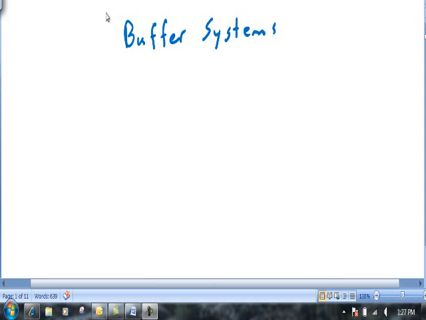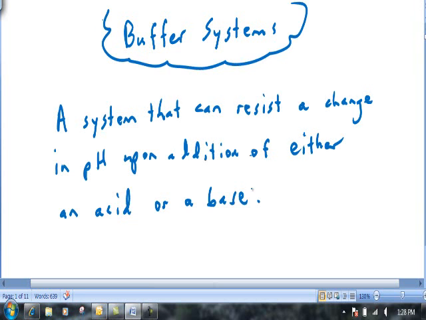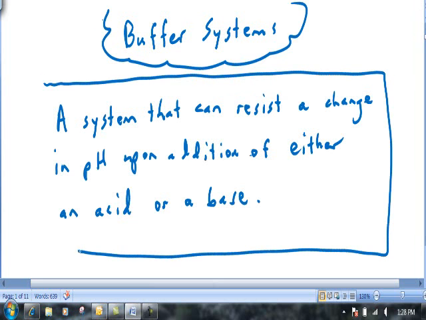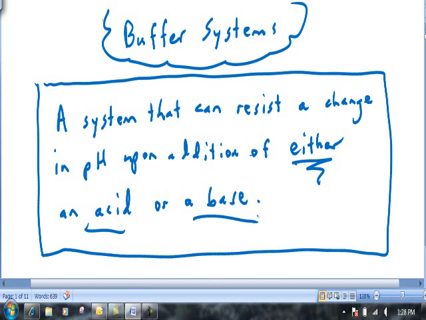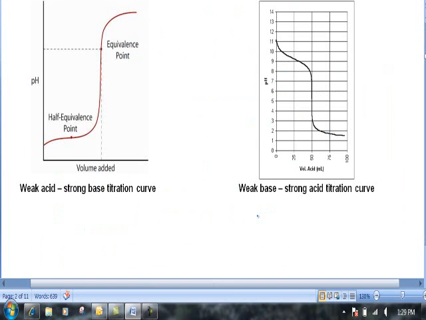Our current unit of study is going to be on buffer systems. A buffer system is some type of chemical system that can resist a change in pH upon addition of either an acid or a base. That is what defines something as a buffer system. If we examine a couple of titration curves, we can identify an area where buffer systems are present.